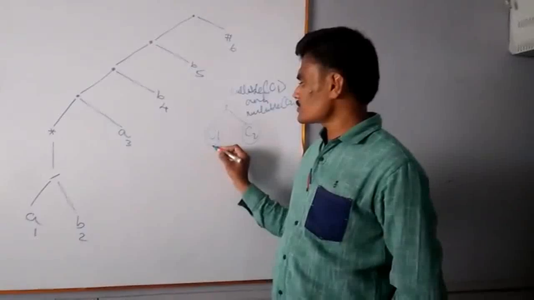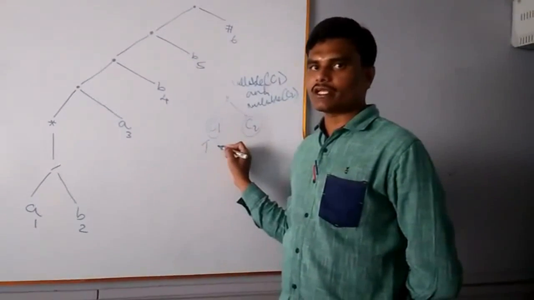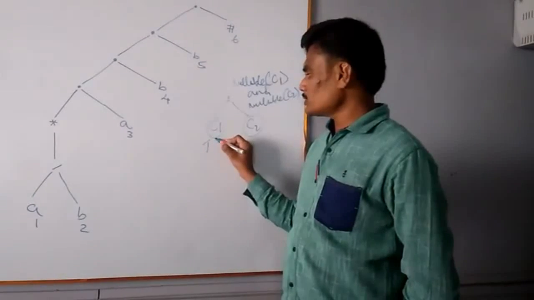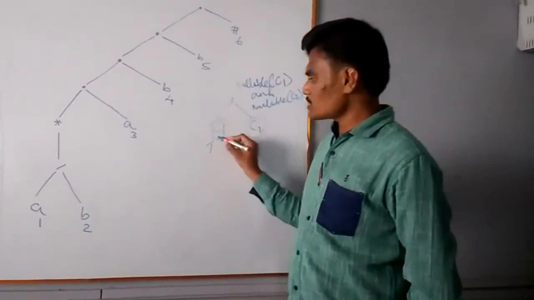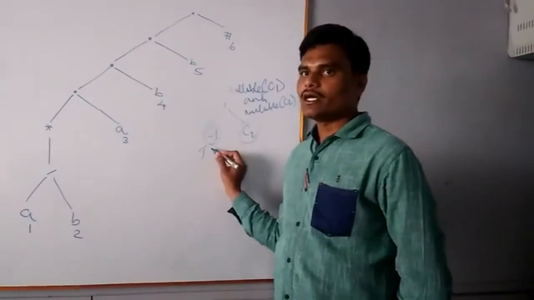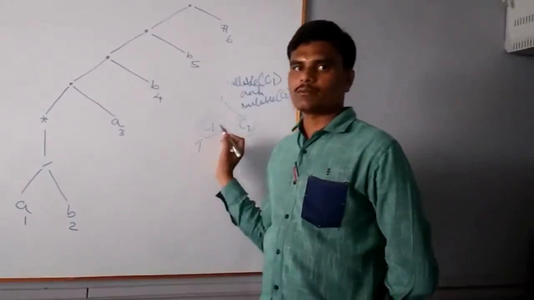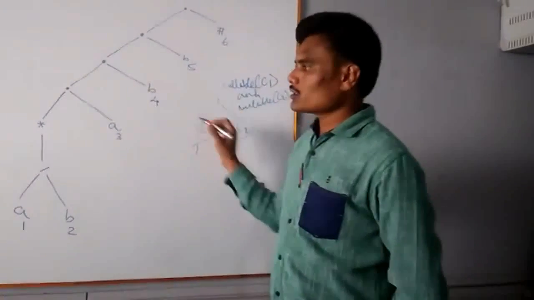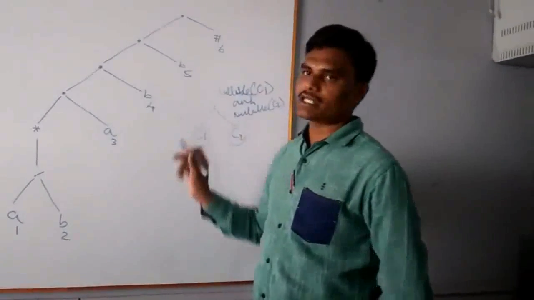So if nullable of C1 is true, we will have first position of C1 union first position of C2. If nullable of C1 is false, then automatically the first position of C1 will be your answer for that particular node. And the last position is a replica of this rule. So based on all these four rules, we will be constructing the syntax tree again.